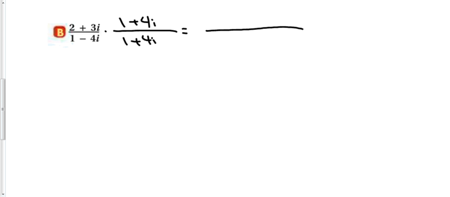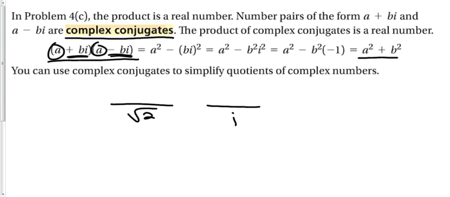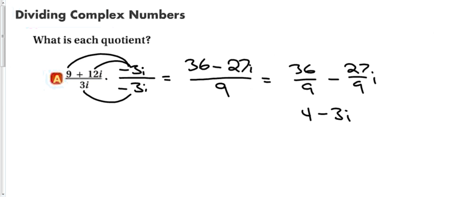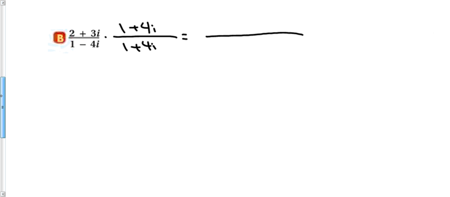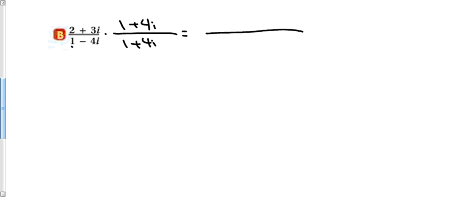Let me use my shortcut that I know that when I multiply these two things together, I'm going to get two conjugates together. I'm going to get a squared plus b squared. You could FOIL this whole thing out, but I just know that it's going to be 1 squared plus 4 squared, which is 16. So the denominator is going to be 17.